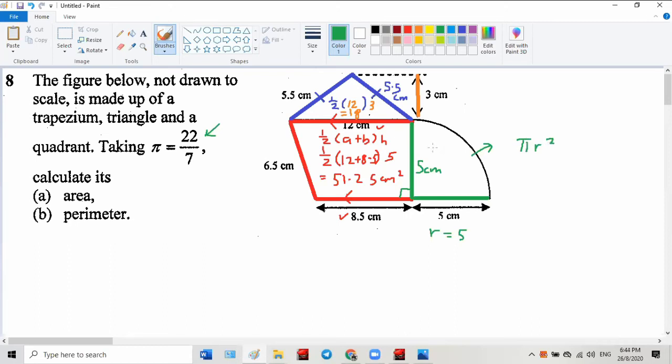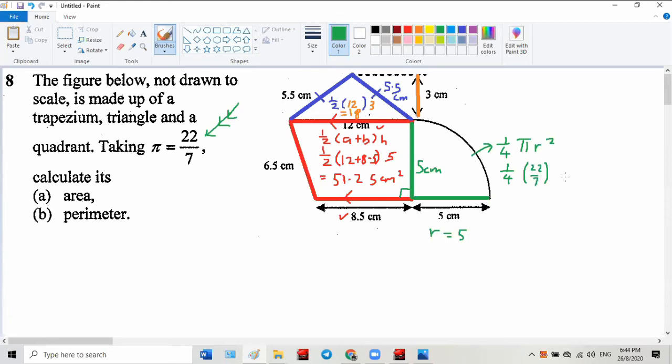But here I only have 1/4. Do you understand? So this green one is 1/4 of pi r squared. So what's the value to put for 1/4? He said take pi as what? Take pi as what? 22/7. What he says, you follow.